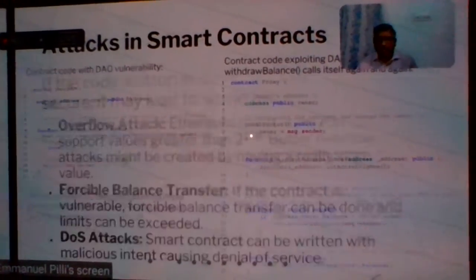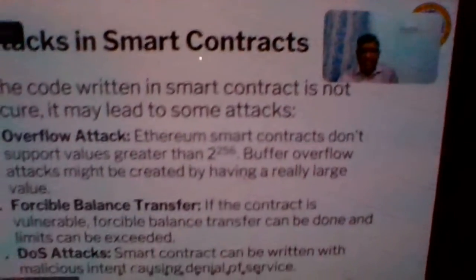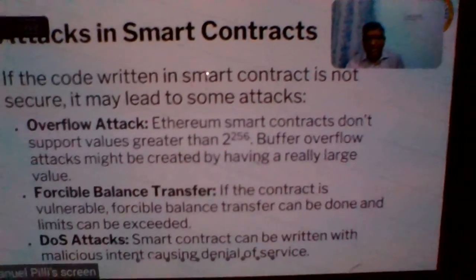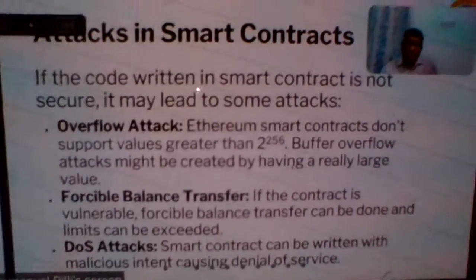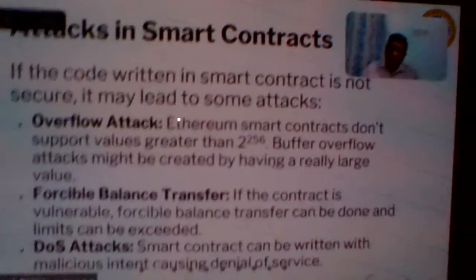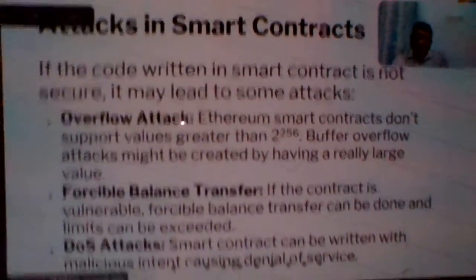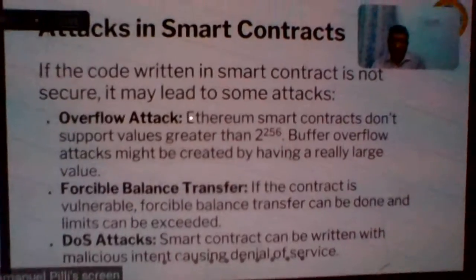Right? So that's what the question is. There can be overflow attacks. Ethereum smart contracts don't support values greater than 2^256. So buffer overflow attacks can be created by having a really large value, a huge integer, and those kinds of things you can create. After it crosses 2^256, obviously it fails. Ethereum cannot handle it, right?